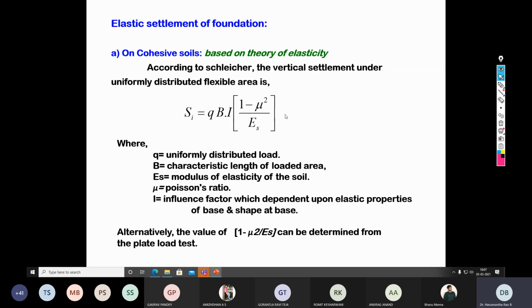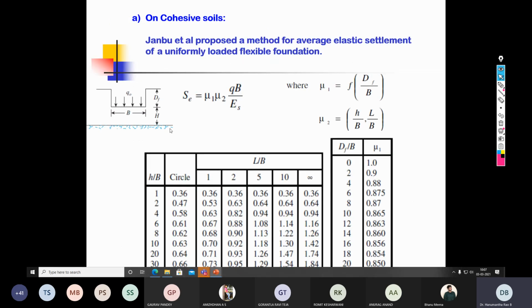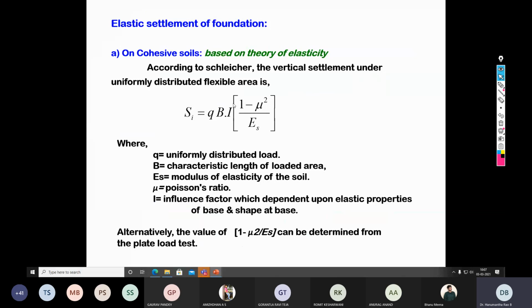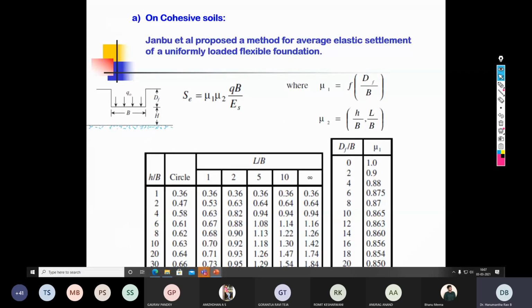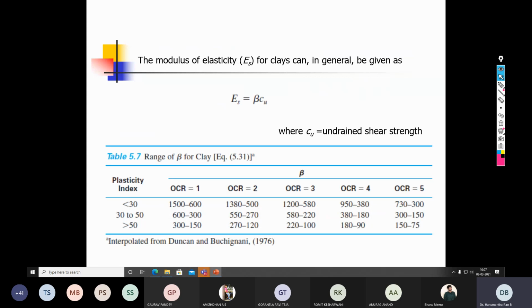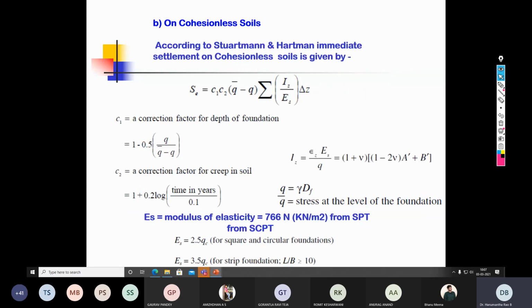Or alternatively you can use this equation also, that is SE is equal to mu1 mu2 into QB by ES, because this equation is also valid for cohesive soil, that is clay. So these two equations can be used to calculate the elastic settlement in clayey soils. On the other hand, suppose if you want to calculate the immediate settlement in cohesionless soil, then this equation shall be used.